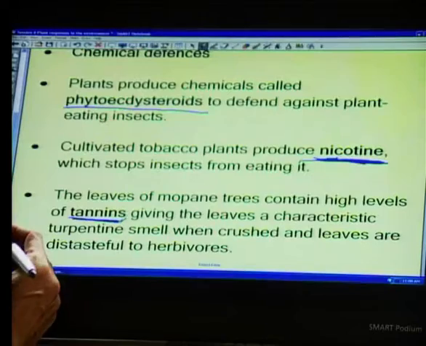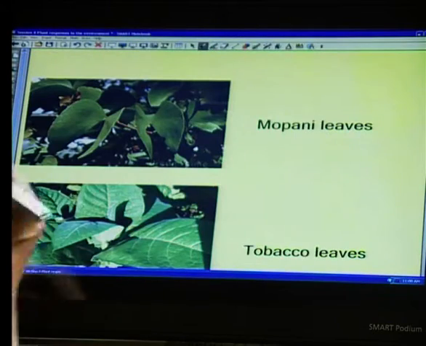It honestly smells like you've rubbed turpentine on your hands. You know the stuff that you clean paint with? Yeah, it smells just like that. But yet we've got mapani worms that love eating mapani trees. But it keeps all the other animals from eating the mapani trees, so they've only got the worms to contend with. All right, so wonderful how nature is.